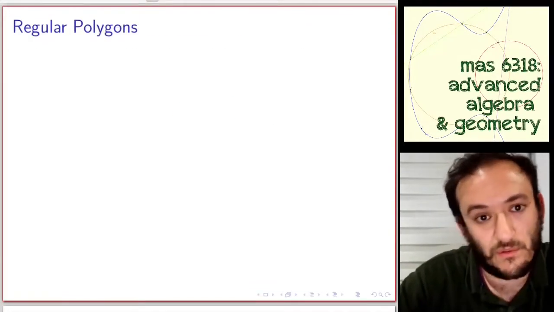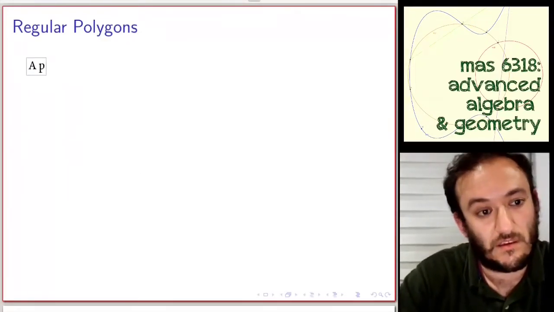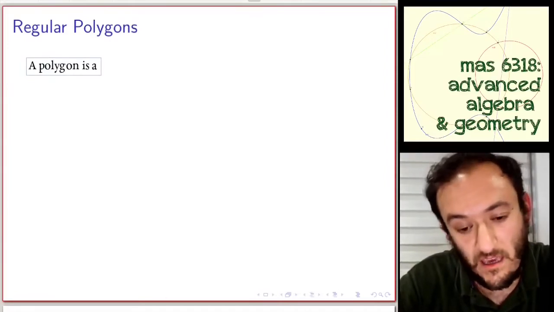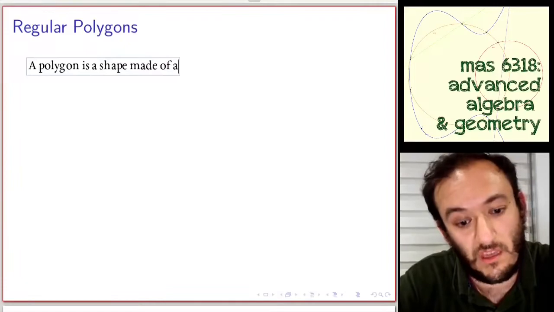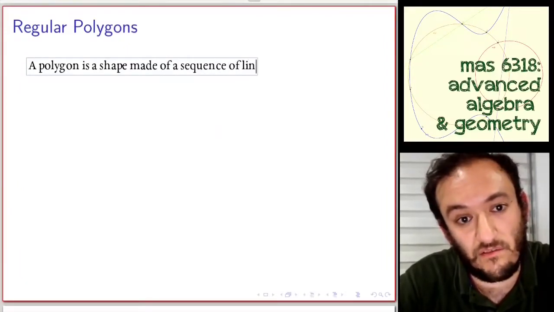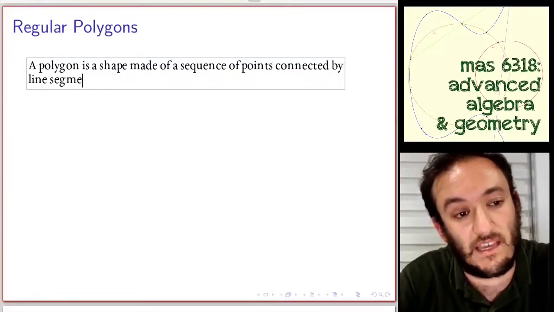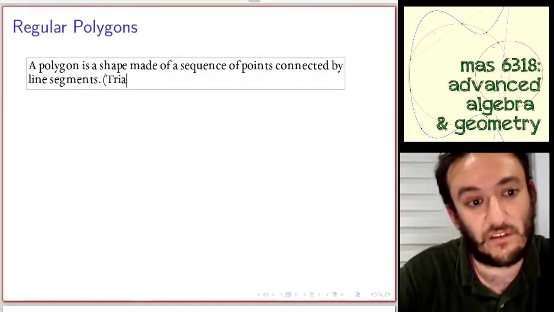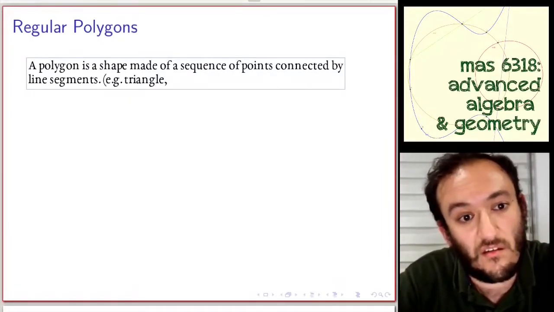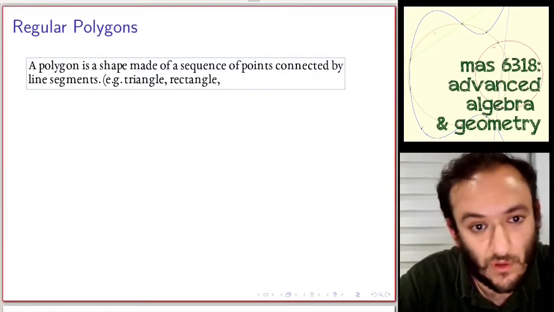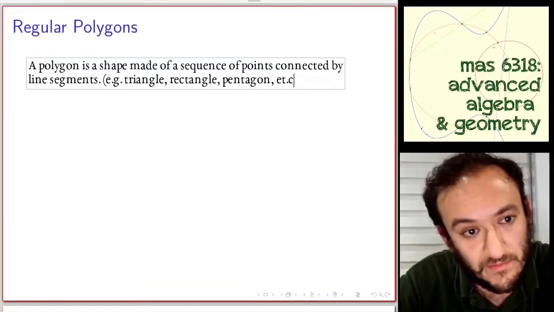Okay, so let's briefly talk about what a regular polygon is. A polygon is a shape made of a sequence of points connected by line segments. Okay, so a triangle is a perfect example of that, as is a rectangle or a pentagon, etc.